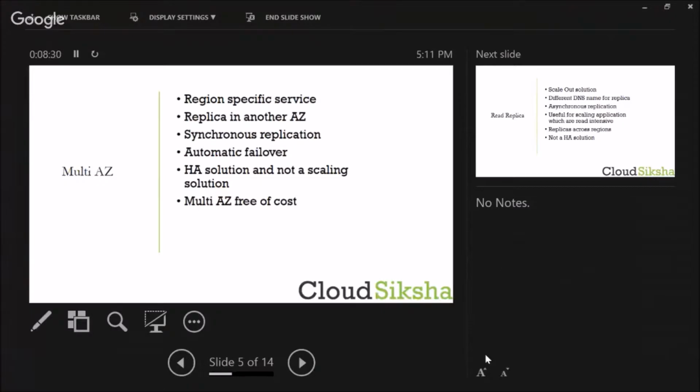But this is a region-specific service. That means it cannot span regions. You can't have one database running in one region and the replica in another region. It is only within the region and it's in a different availability zone. So it can ensure that if an availability zone fails, you'll be able to switch over.